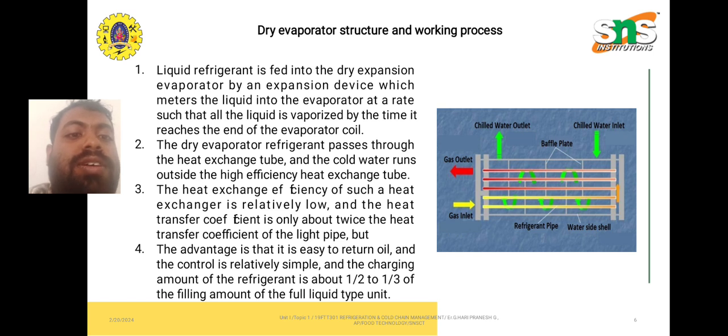The heat exchange efficiency of such a heat exchanger is relatively low, and the heat transfer coefficient is only about twice the heat transfer coefficient of the light pipe. The advantage is that it is easy to return oil and the control is relatively simple. Thus, the amount of refrigerant charged is about half to one third of the filling amount of the full liquid type unit.